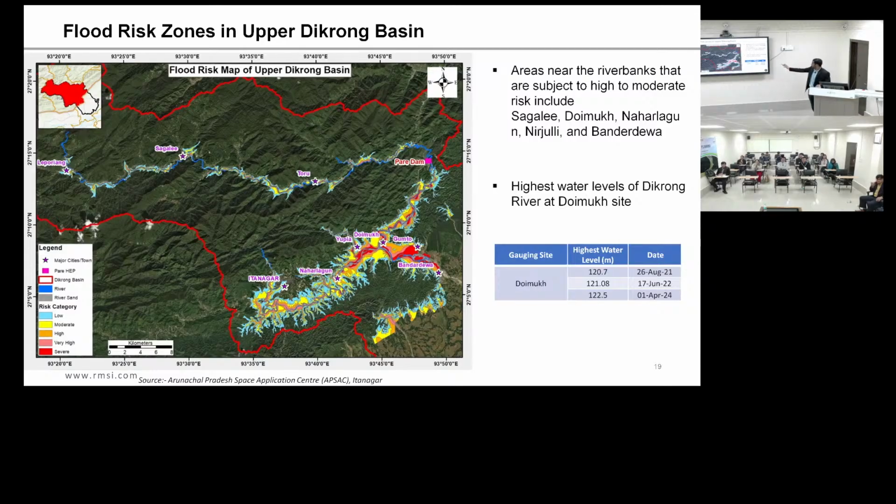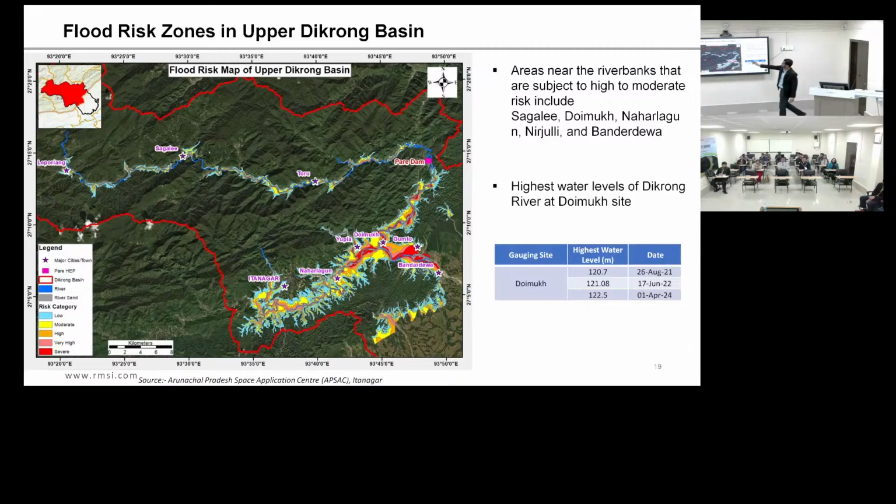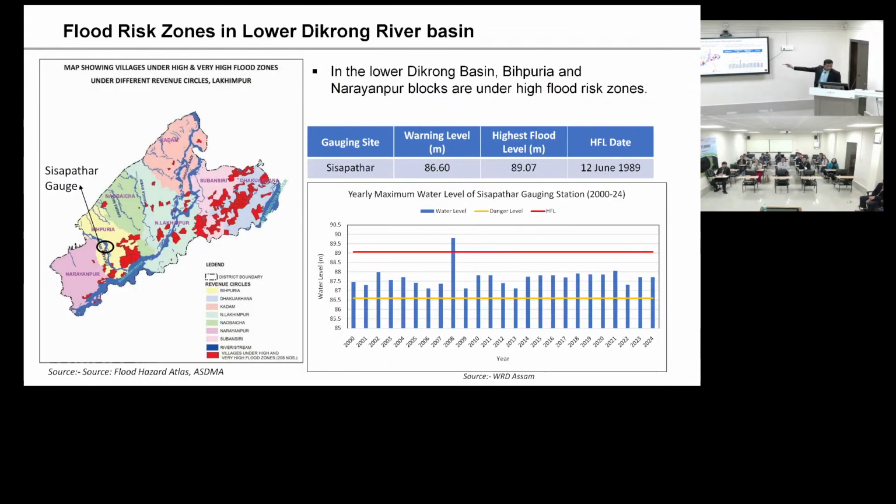So this was the picture of the upper area. Now we talk about the downstream area. The downstream area covers Bhipuria, Narayanpur, and the majority of these towns. Then Assam: this is Lakhimpur district totally, and it is very prone to flood.